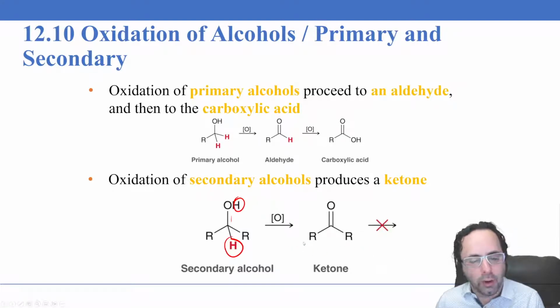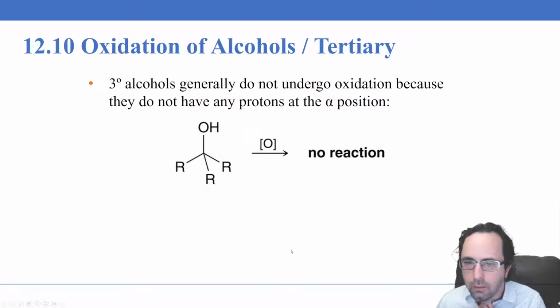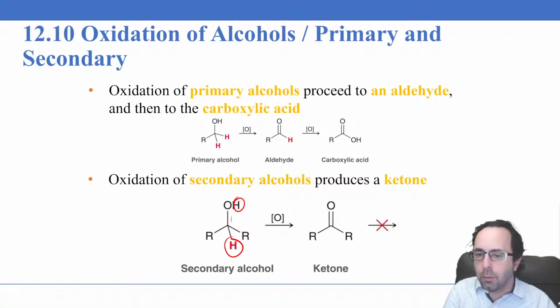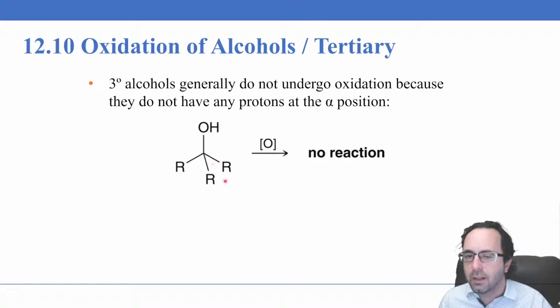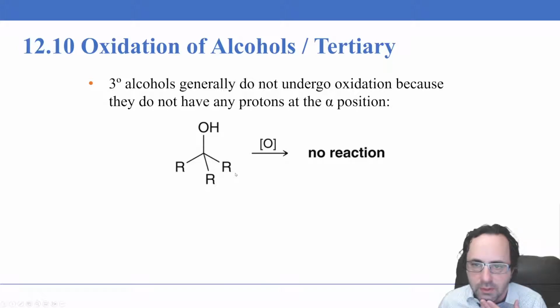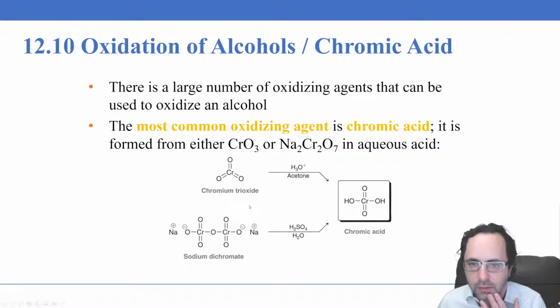Now, what about tertiary alcohols? Let's think about that. A tertiary alcohol will not be oxidized like this. Think about why. There would be no hydrogen here, right? So you couldn't do it in the same way. Tertiary alcohols do not undergo oxidation because they don't have any protons at the alpha position. Remember, in both of these cases, we were removing two hydrogens to oxidize in the first step. You can't do that to a tertiary alcohol. There's no hydrogen there, so you can't oxidize the tertiary alcohol.